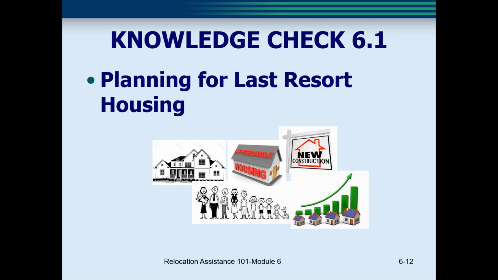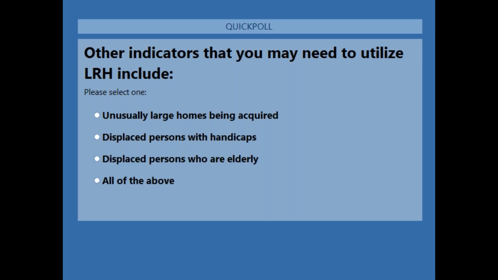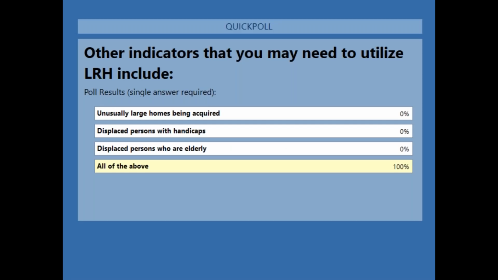Okay, let's go on to question number four. Other indicators that you may need to utilize last resort housing include, is it unusually large homes being acquired? Is it displaced persons with handicaps? Is it displaced persons who are elderly? Or is it D, all of the above? And you all got it right. Great. It is D, all of the above. Those are all things that we talked about.